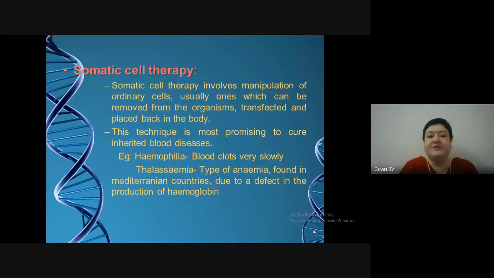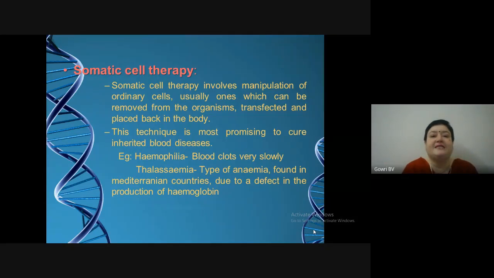Next one we have is somatic cell therapy, which is the second approach of gene therapy. Somatic cell therapy involves manipulation of ordinary cells, usually ones which can be removed from the organism, transfected and placed back in the body. Imagine a situation, you have some blood disorder. You remove the blood cell, replace it with the correct form, and insert the blood cell to the place where it was found earlier. That is what somatic cell therapy is.